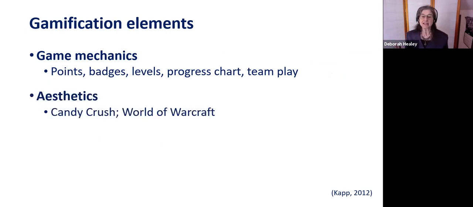The second area is aesthetics. It's a visually or otherwise interesting environment that creates a different feel to the activity. You might enjoy Candy Crush, but it's more obvious in role-playing games like World of Warcraft, for example. Aesthetics might not be so much part of teachers' use of games, but setting the feeling of a game space is important in gamification.